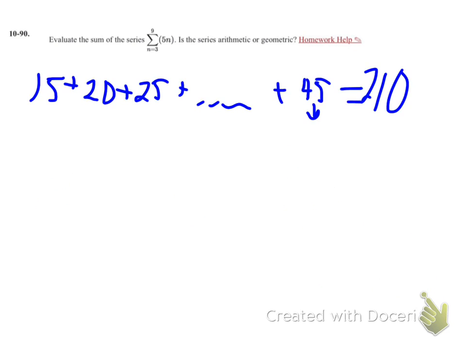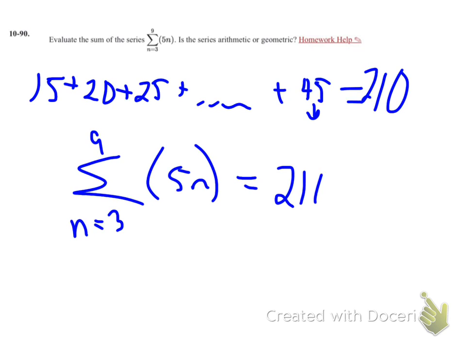So you could write it as summation from n equals 3 to 9 of 5n equals 210.